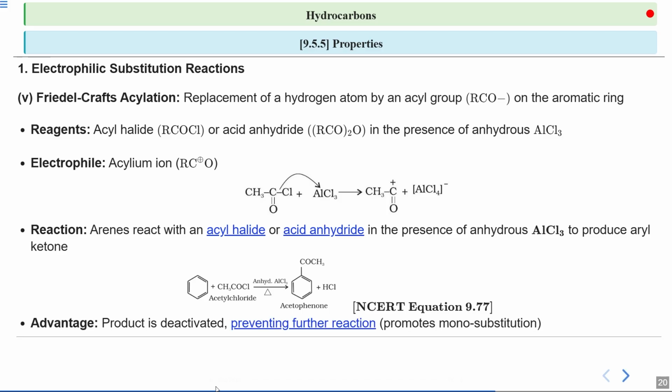Now what is the advantage of this process? First of all, your carbonyl group, which is formed in the end, is a deactivating group. We will see about this in the next upcoming lecture. Since it is deactivating, it will not allow polysubstitution. Next, we are not getting a carbocation which can rearrange. We are getting an acylium ion. So the problem of rearrangement is also removed. So we will not get multiple products. We will get a single product.